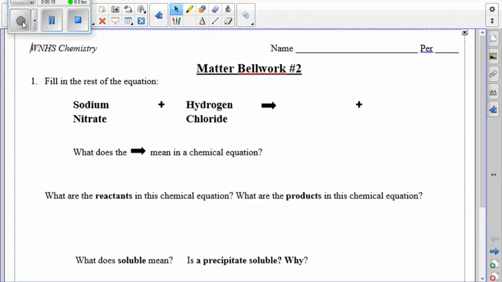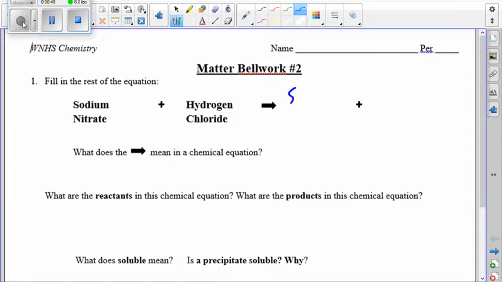All right, let's go ahead and talk about this. First question, we got some sodium nitrate plus some hydrogen chloride. What is this going to make? Sodium chloride and hydrogen nitrate. You got it. Here we go. Sodium chloride and hydrogen nitrate.